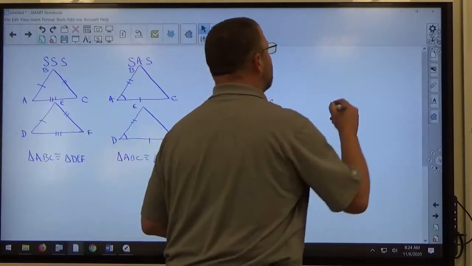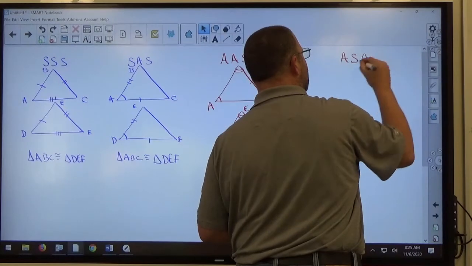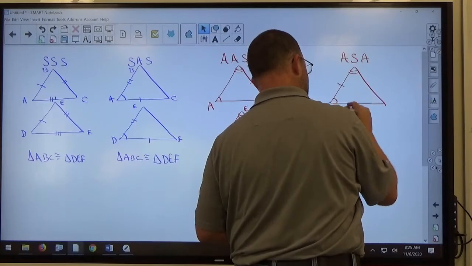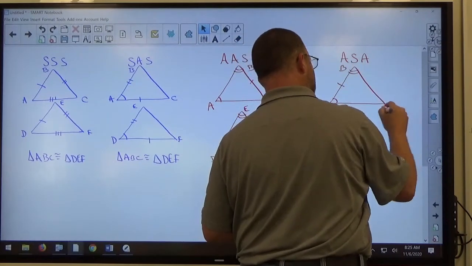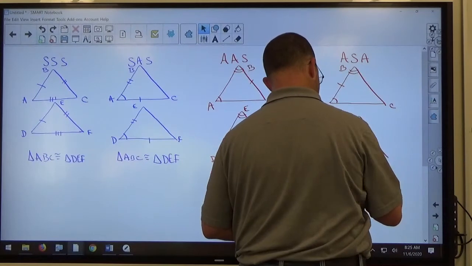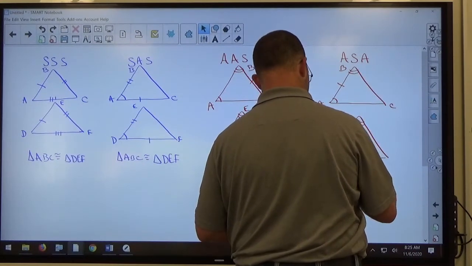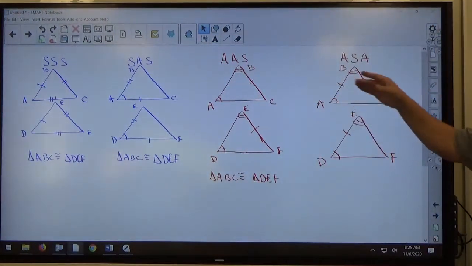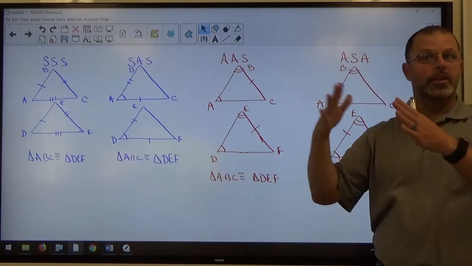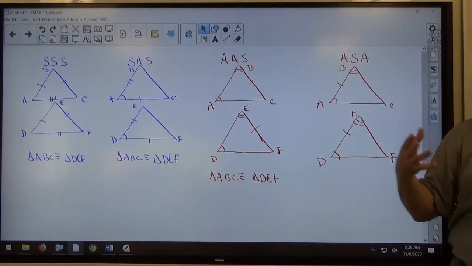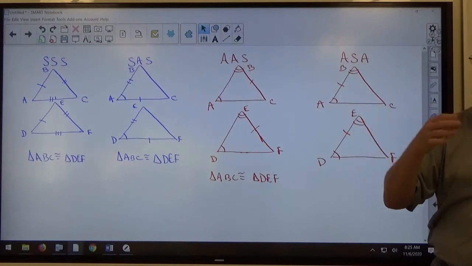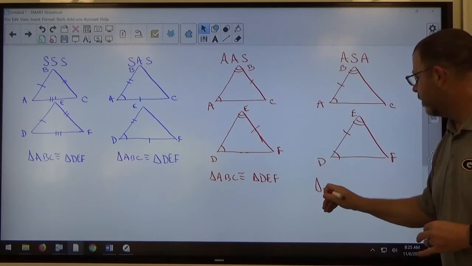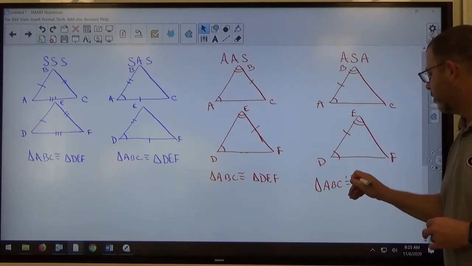And then the final one we're going to deal with today is called angle-side-angle, and that is two angles and the included side. Okay, side-angle-side, two sides and the included angle. So when you see the word included in geometry, it typically means something between two other things. So angle-side-angle, the side in between the two equal angles is the included side. So triangle ABC is congruent to triangle DEF.